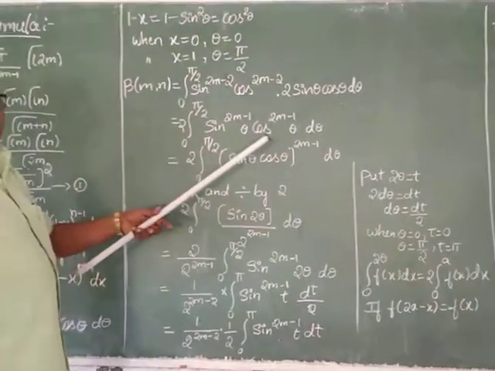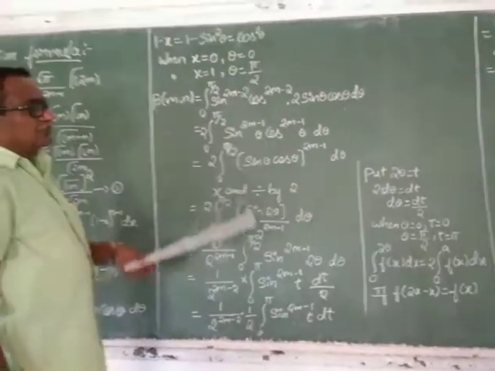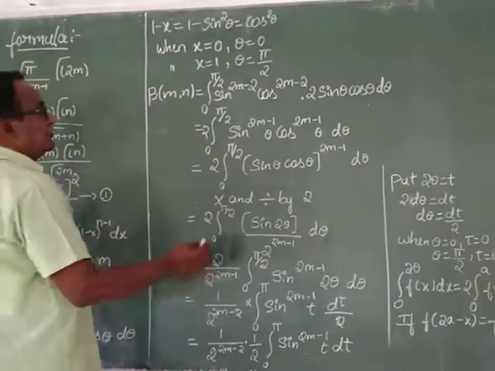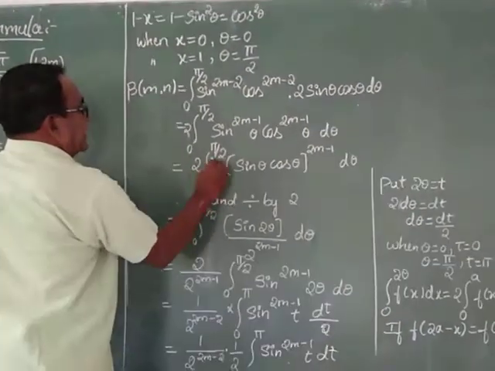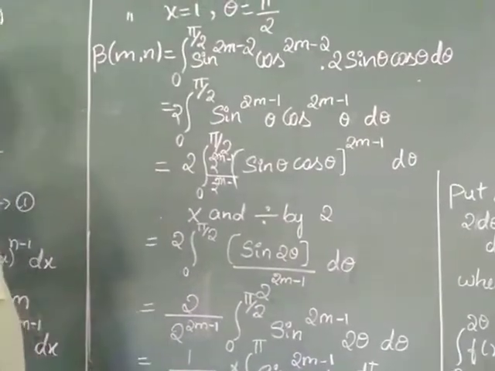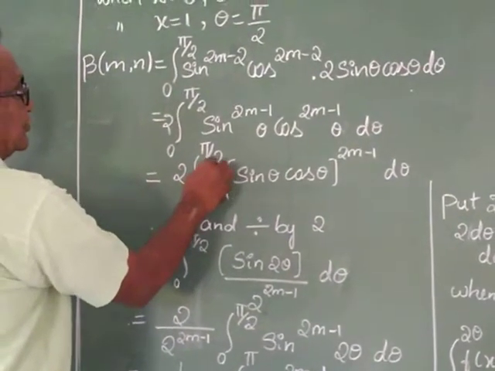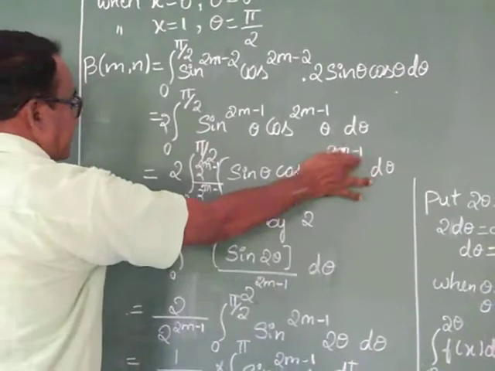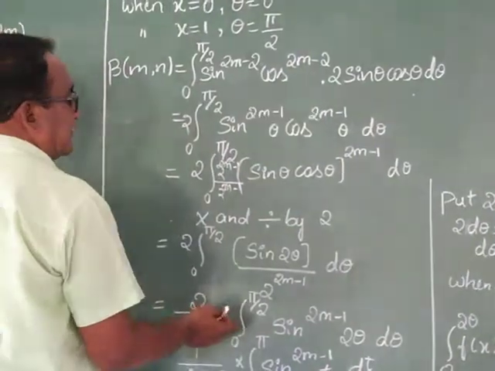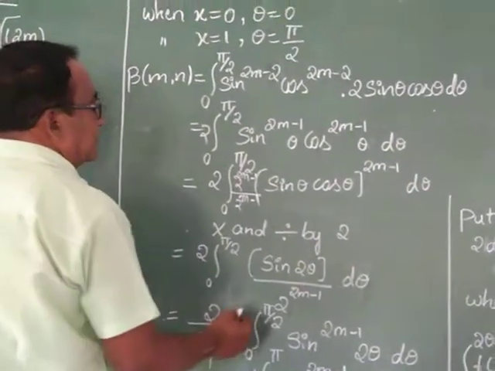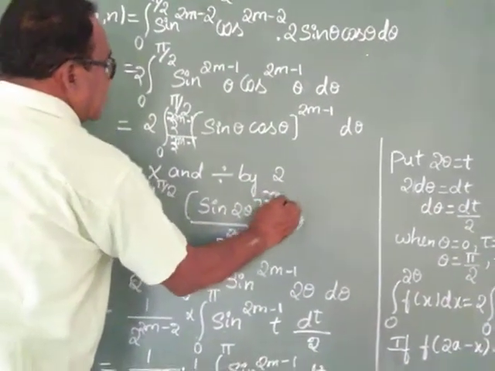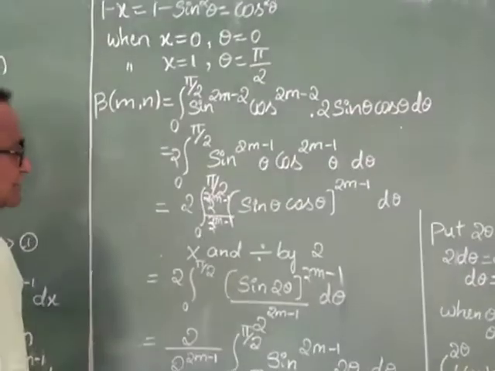And here, in order to express this in the form of sin 2 theta, what you do here is you multiply and divide by 2 to the power 2m minus 1, and this 2 sin theta into cos theta whole to the power 2m minus 1 may be equal to sin 2 theta whole to the power 2m minus 1. This 2 you carry as it is.